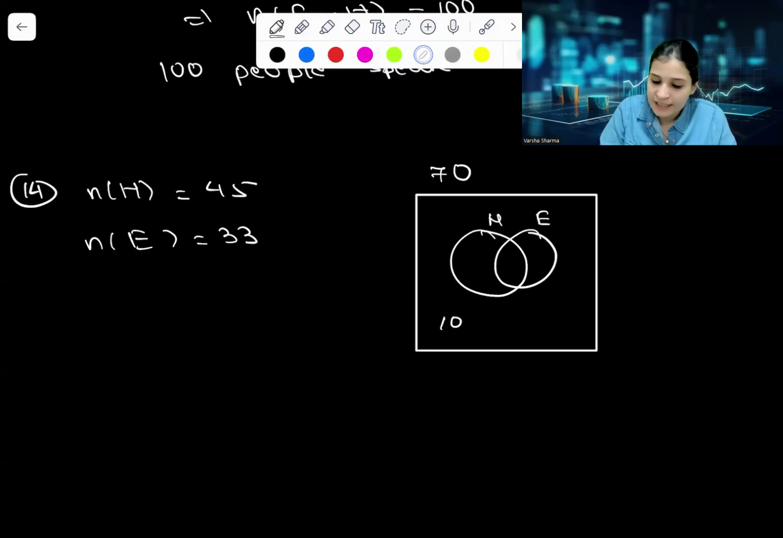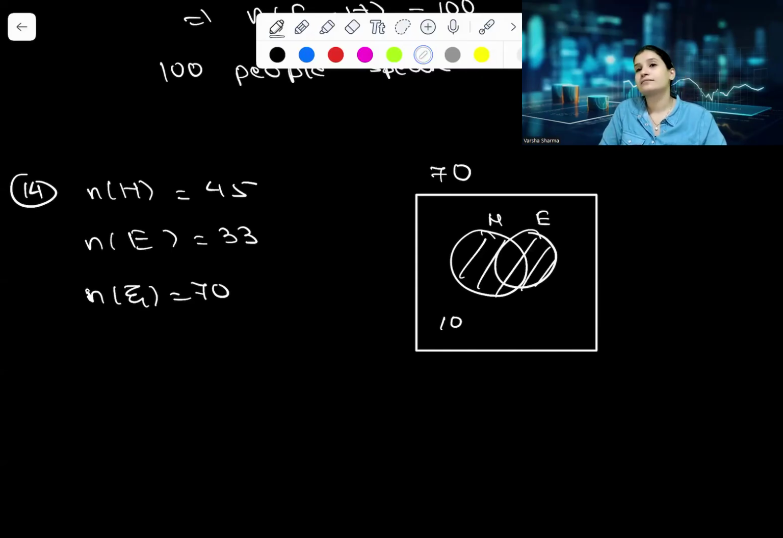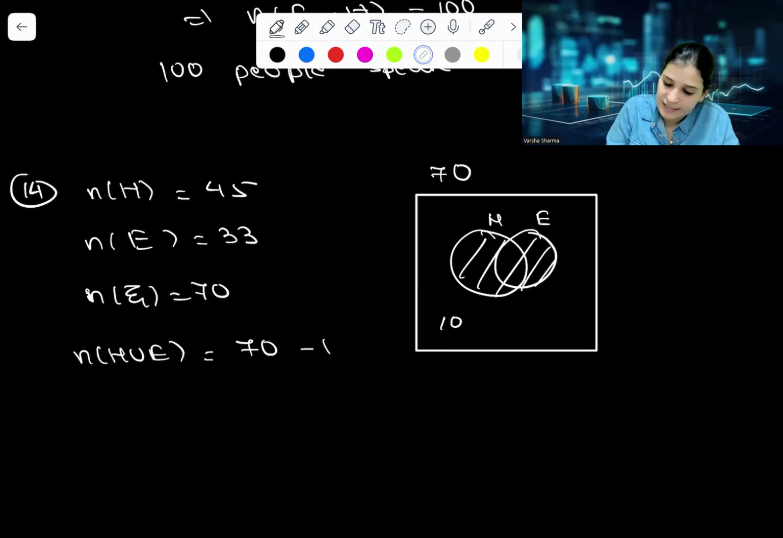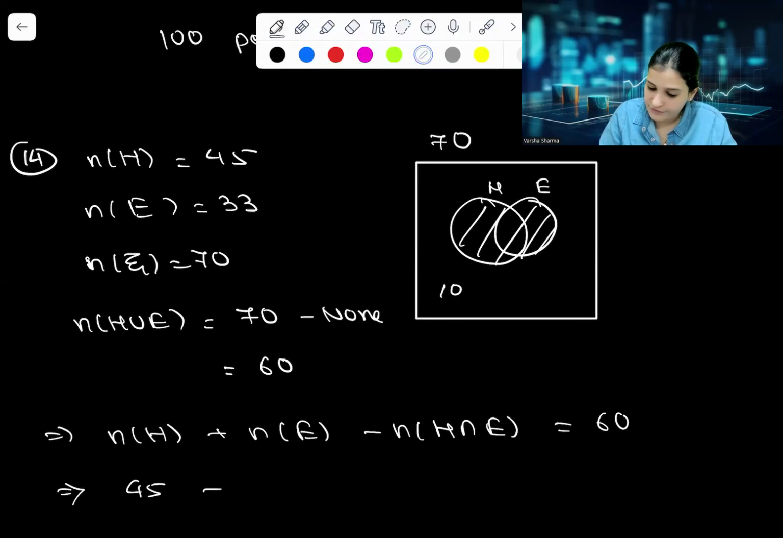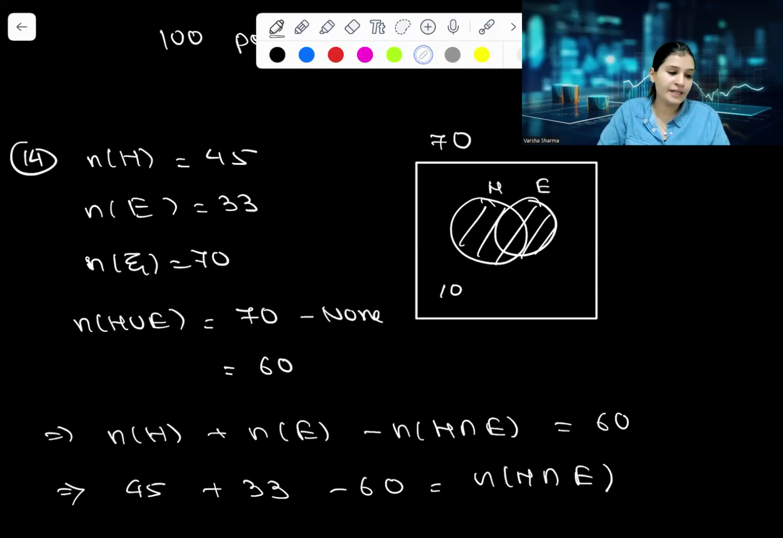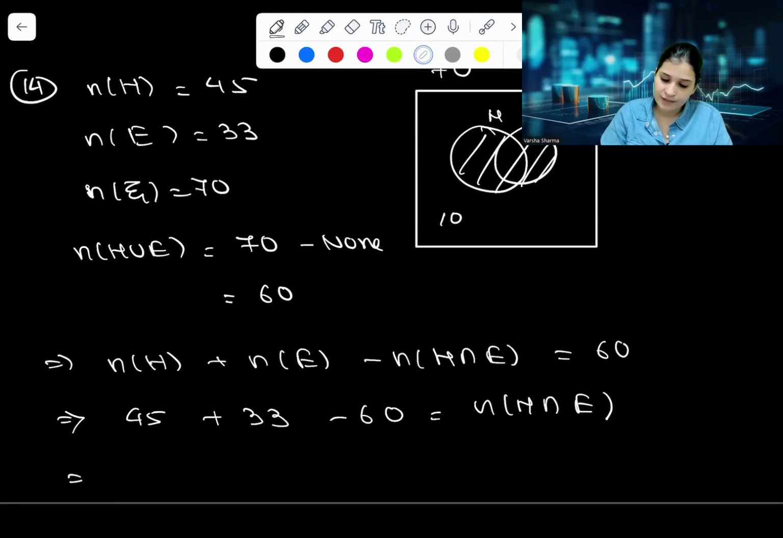So that means what? If neither, now the universal set is 70 and none is 10. That means out of these two circles combined, how many should be? 60 remaining. So can I not say that H union E will be 70 minus none? That is 60. Yes or no? Yes, ma'am. So now union is H plus E minus H intersection E. 45 plus 33 minus 60 is N of H intersection E. How many? 18, ma'am. So 18 people speak both languages.